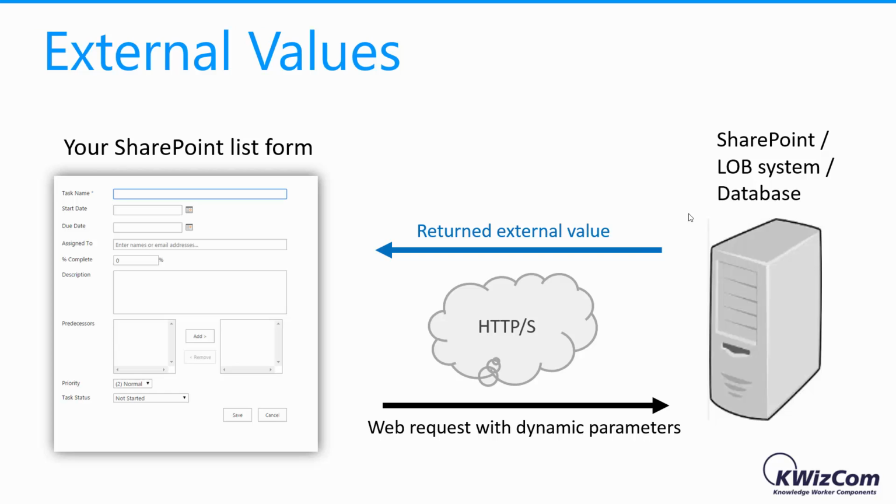And you can include in this web request also dynamic parameters. So you can include column values of the current item or the current user and so on. And the return value is used like any other manual value. So for users who are using external values, they are not aware that these are actually web requests. For them, it's just a value like any other manual value.